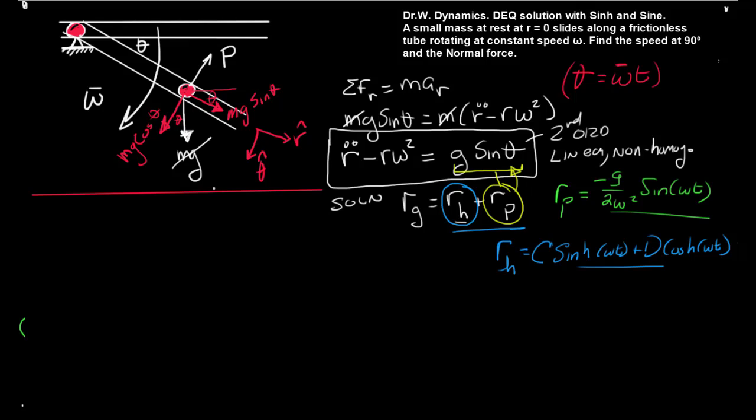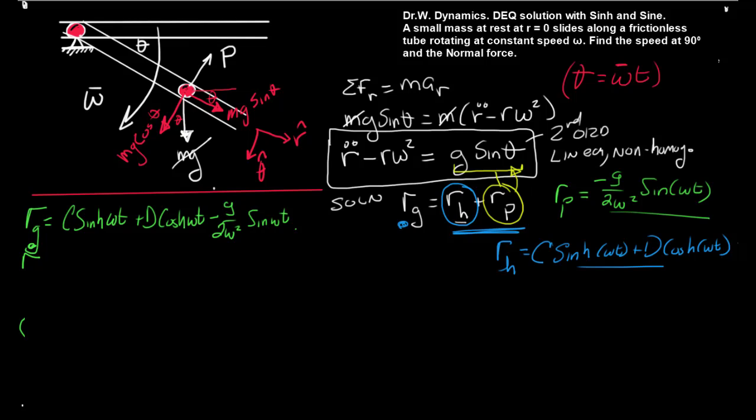So with that, we now know both parts of our general solution for this event. So let's assemble those. So our general will be c sinh of omega t plus d cosh of omega t minus g over 2 omega squared sine of omega t.